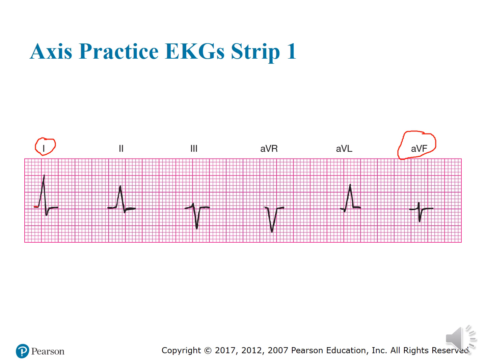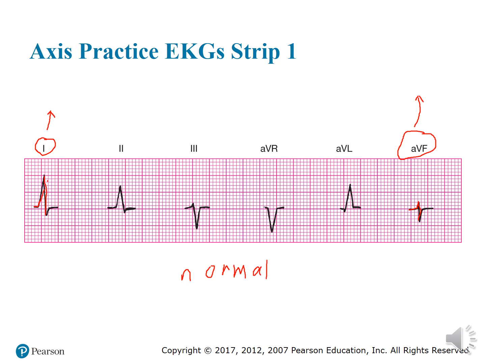So it's Q, R, and then S. It's going in an upward deflection. This one is going up. And we're looking at this one where it's Q, R, S. So it's going up again. So if both leads are going up, we would say this one is a normal axis deviation.